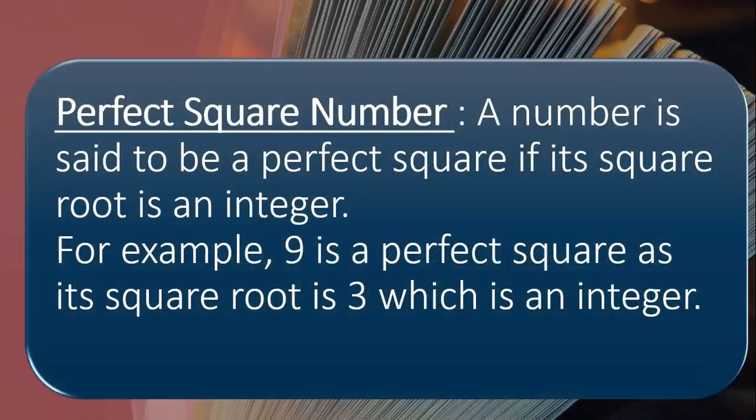Perfect square number. A number is said to be a perfect square if its square root is an integer. For example, 9 is a perfect square as its square root is 3, which is an integer.